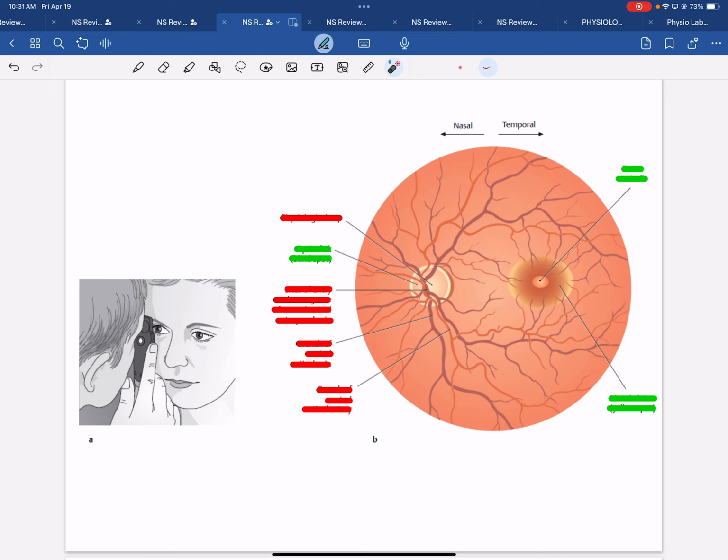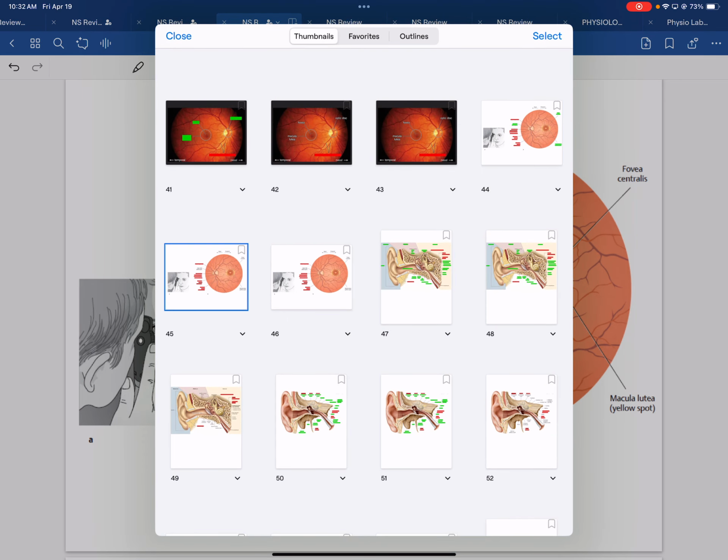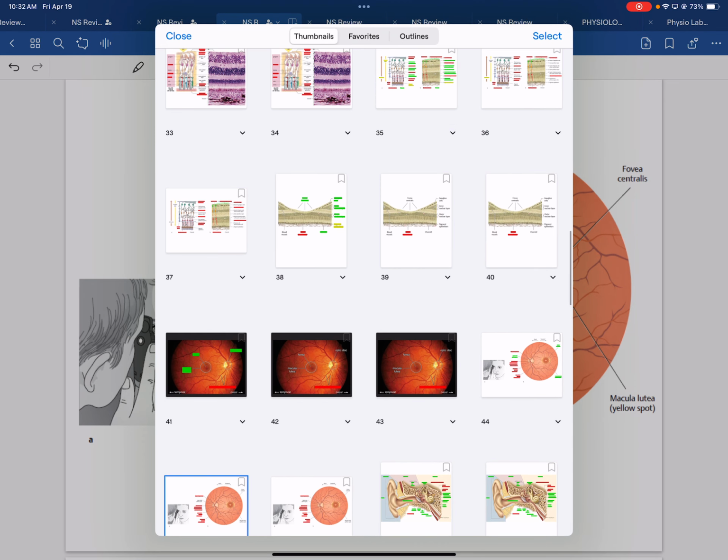Yeah, this is just the same thing, right? So they have their ophthalmoscope and then they're looking in and then this is what they see. Nasal, more medial, temporal is more lateral. What is this again? Good, the optic disc. And then this whole region, macula lutea, which means yellow spot. And then the very center of the macula, fovea centralis. Good. All right. So that's vision.